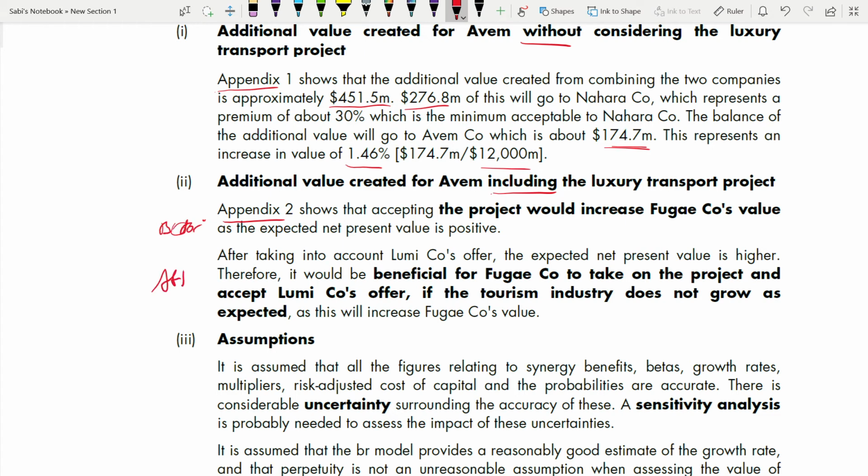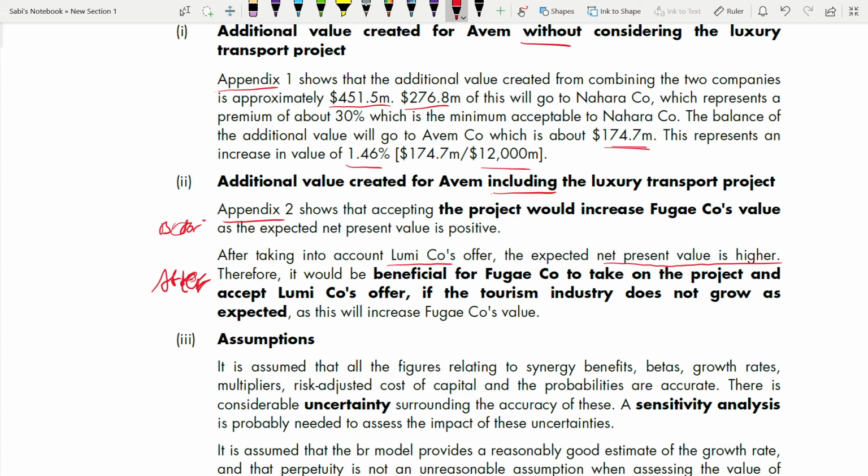Just see how briefly you are writing in the report, because all your calculations are in your appendix. When you're coming to the report, you're just writing sentences on what's happening based on your calculations. So after taking into account Lumi's offer, the expected net present value is higher. Therefore, it would be beneficial, everything is in bold, for the company to take on the project and accept Lumi company's offer if the tourism industry does not grow as expected, and this will increase the company's value.